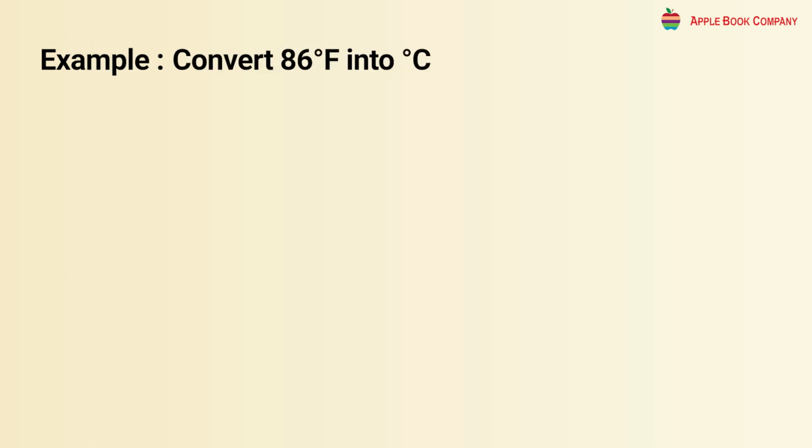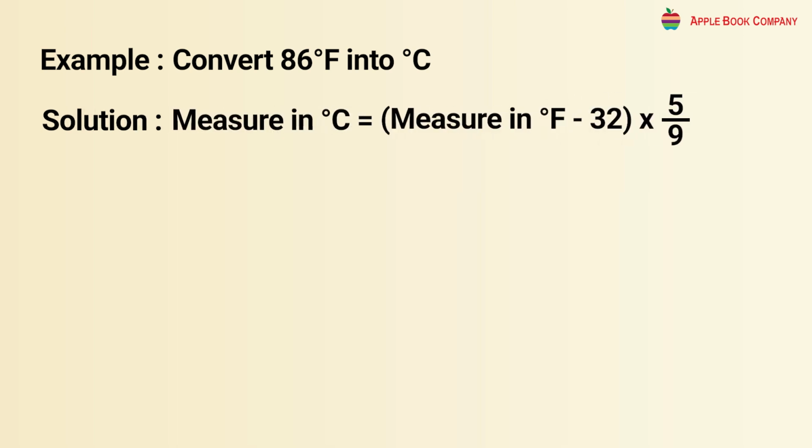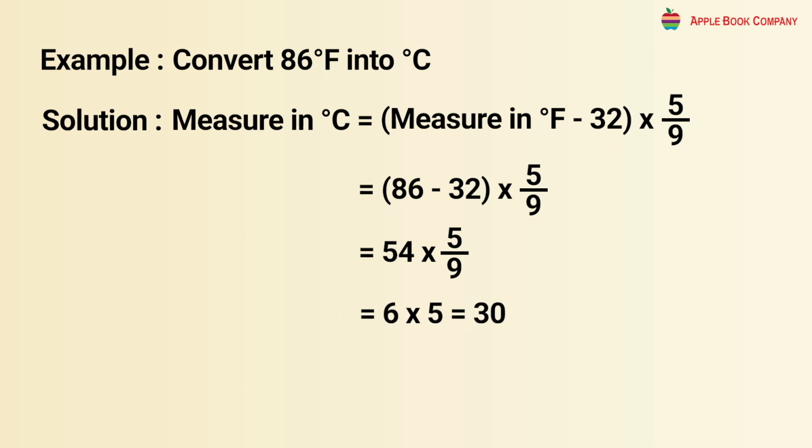Example: convert 86 degrees Fahrenheit into centigrade. Solution: measure in centigrade is equal to measure in Fahrenheit minus 32 times 5 by 9. Therefore, 86 minus 32 times 5 by 9 is equal to 54 times 5 by 9, which is equal to 6 times 5, which is equal to 30 degrees centigrade. Therefore, 86 degrees Fahrenheit is equal to 30 degrees centigrade.